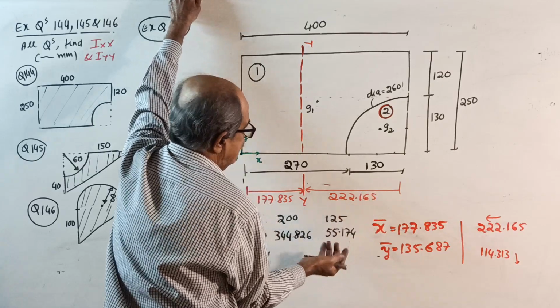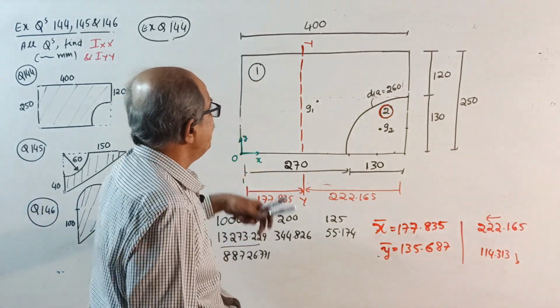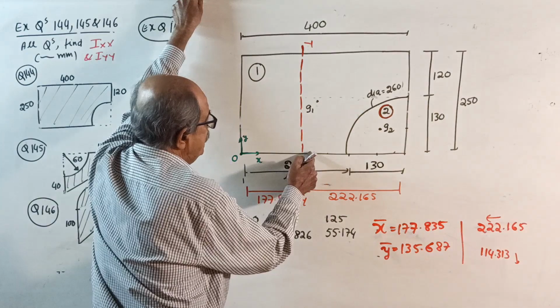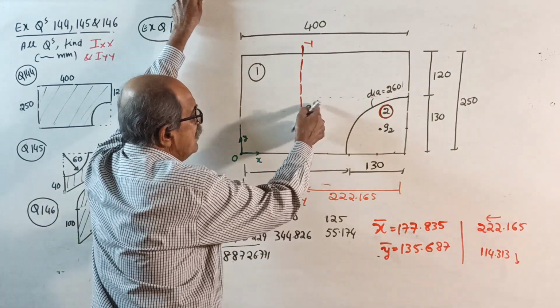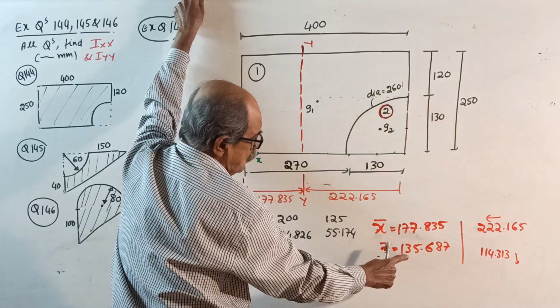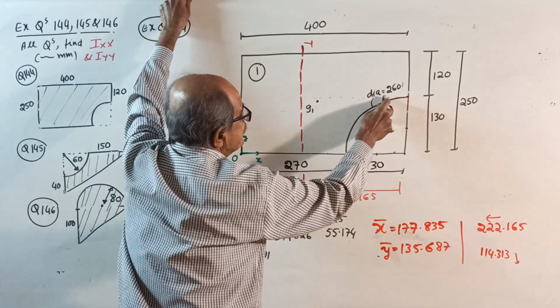222.165. Y bar is 135.687. See, 135.687 means from here to the centroid is 125. Furthermore, this junction is 130, but you got 135. So it is slightly above this junction. See.